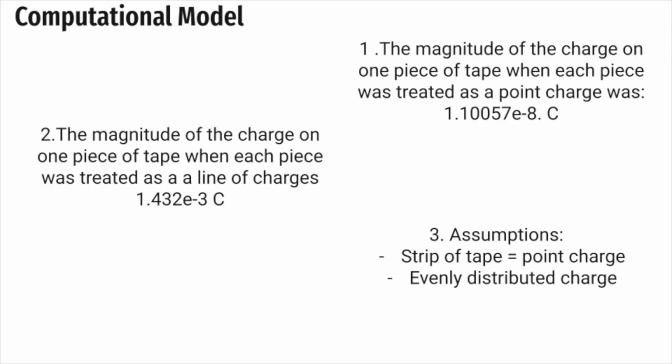Number 1. The magnitude of the charge on one piece of tape when each piece was treated as a point charge was 1.10057 times 10 to the negative 8 coulombs. The magnitude of the charge of one piece of tape when each piece was treated as a line of charges was 1.432 times 10 to the negative 3 coulombs.